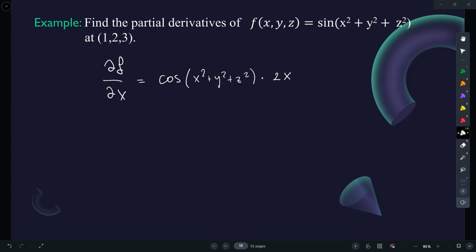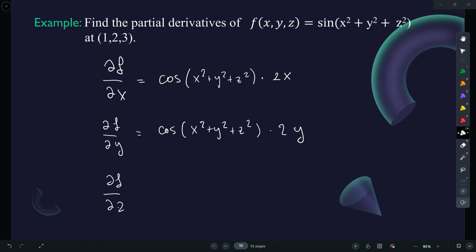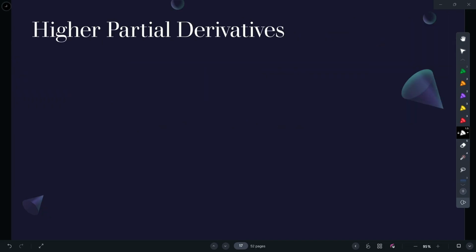Okay? I'm not going to evaluate it, but you can just plug in the numbers if you want to see what those look like. If you do it with respect to y, I'm also going to get cosine of x squared plus y squared plus... Okay, so the 3 partial derivatives look like this. Any questions about these?